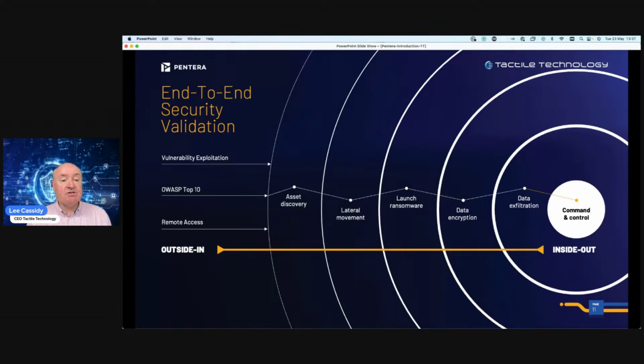So traditional tools, vulnerability exploitation comes from the outside. You've got OWASP top 10 does a number of stages in different areas, but what we're doing here is we're going outside in and inside out at the same time to ensure we can actually get a good picture of how vulnerable and where those vulnerabilities can be exploited.